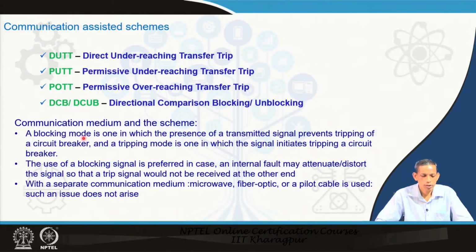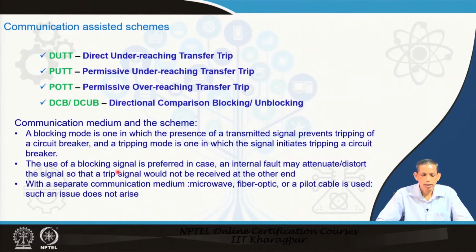Two important points we will discuss here. A blocking mode is one in which the presence of a transmitted signal prevents tripping of a circuit breaker at one end. So a blocking signal will be received from the remote end and will block the circuit breaker at one end. A tripping mode is one in which the signal initiates tripping of a circuit breaker. So a tripping signal is transferred to initiate the trip of a circuit breaker. That is the clear distinction between blocking mode and tripping mode.